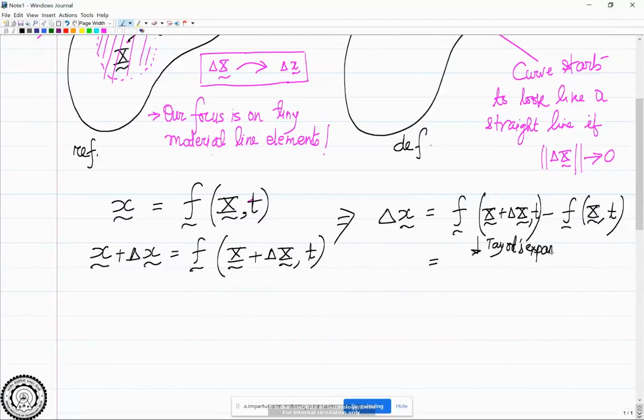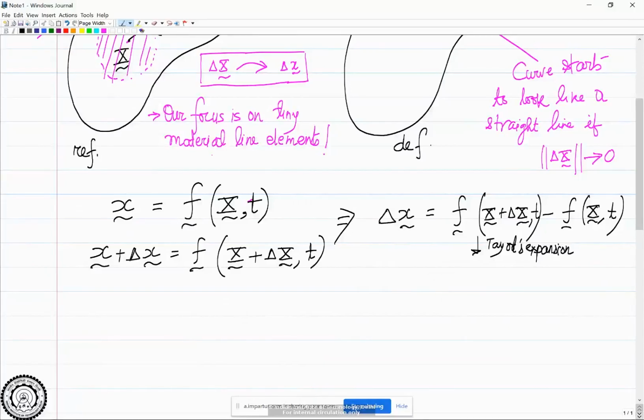But you see now it's a vector function of multiple variables. It's a function of more than one variable. So big X has got three coordinates, big X1, big X2, big X3, and also the time t. Okay, so how do I do its Taylor's expansion? So it's basically we have to perturb each of the components.